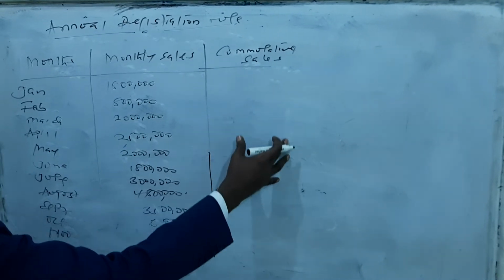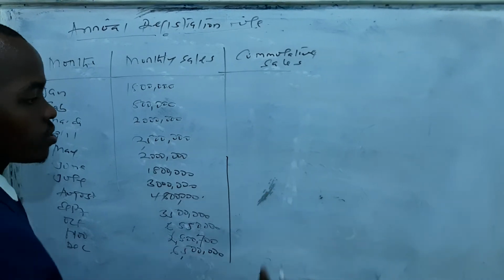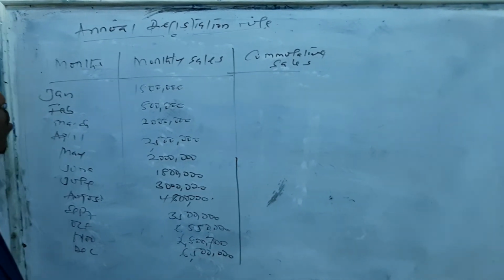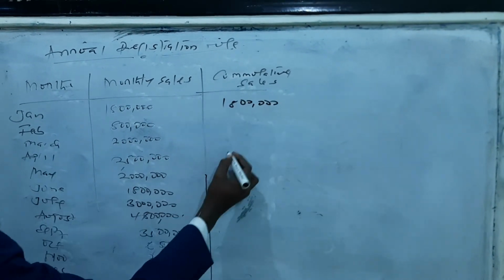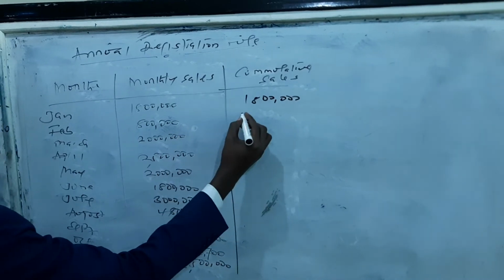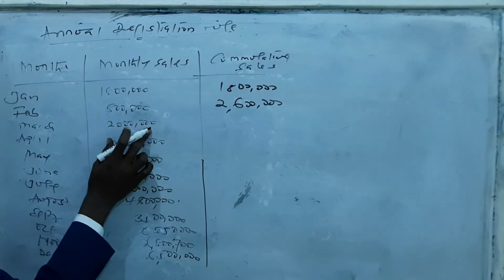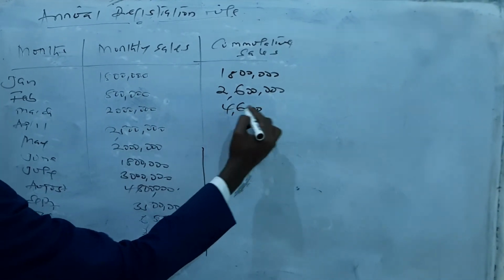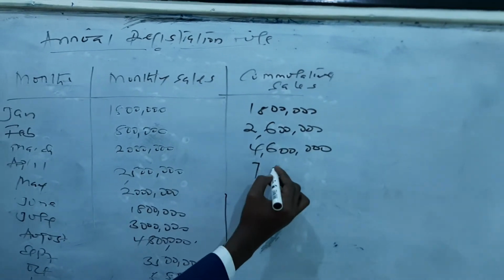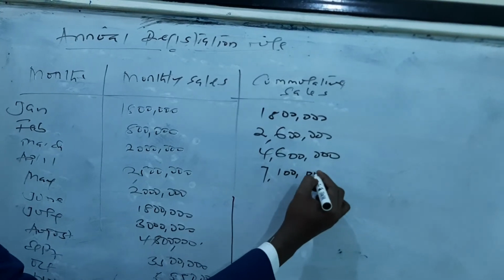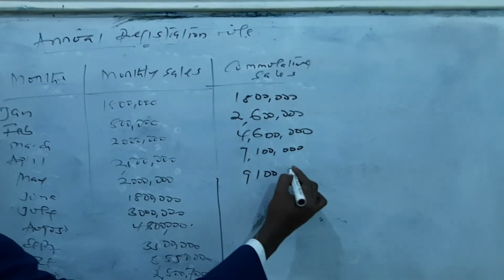You bring the accumulation here. So here we need to accumulate until our turnover reaches 20 million, because we are on the annual registration rule. So you bring 1.8 here, then 1.8 plus here, that is 2.6. So 2.6 plus 2 million, that is 4.6. 4.6 plus here, that is 7,100,000. So this plus here gives you 9,100.